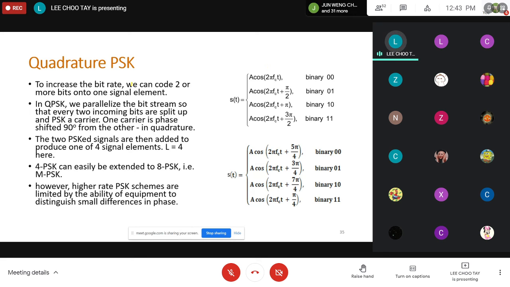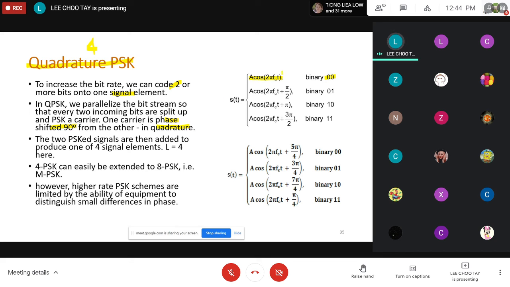Okay, then let's talk about quadrature PSK. Quadrature PSK basically talks about 4-level PSK. Quadrature, again, refers to 90 degrees. The phase shift is 90 degrees from each other. So that is what is meant by quadrature. In QPSK, we can code 2 bits into one signal element. So what it means is we use one cosine wave, one carrier signal, to carry 2 bits.